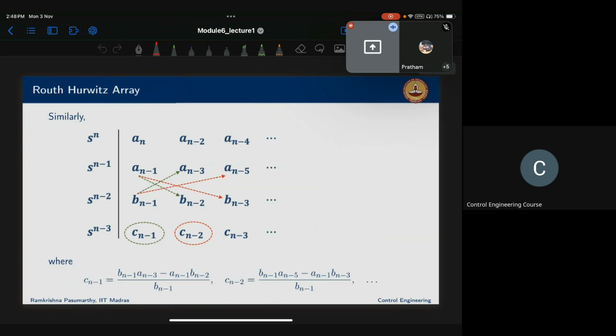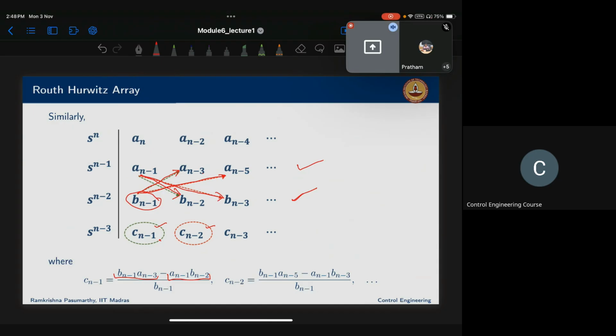After that, once we have this b row, now we calculate cn minus 1, using this row and this row. You can see cn minus 1: bn minus 1 and an minus 3 multiplication, then an minus 1 and bn minus 2 multiplication, divided by this bn minus 1. That is cn minus 1. Cn minus 2 is in a similar way. These two terms multiplication, these two terms multiplication, and subtract them, you'll get cn minus 2. So that is how we will fill this entire table.